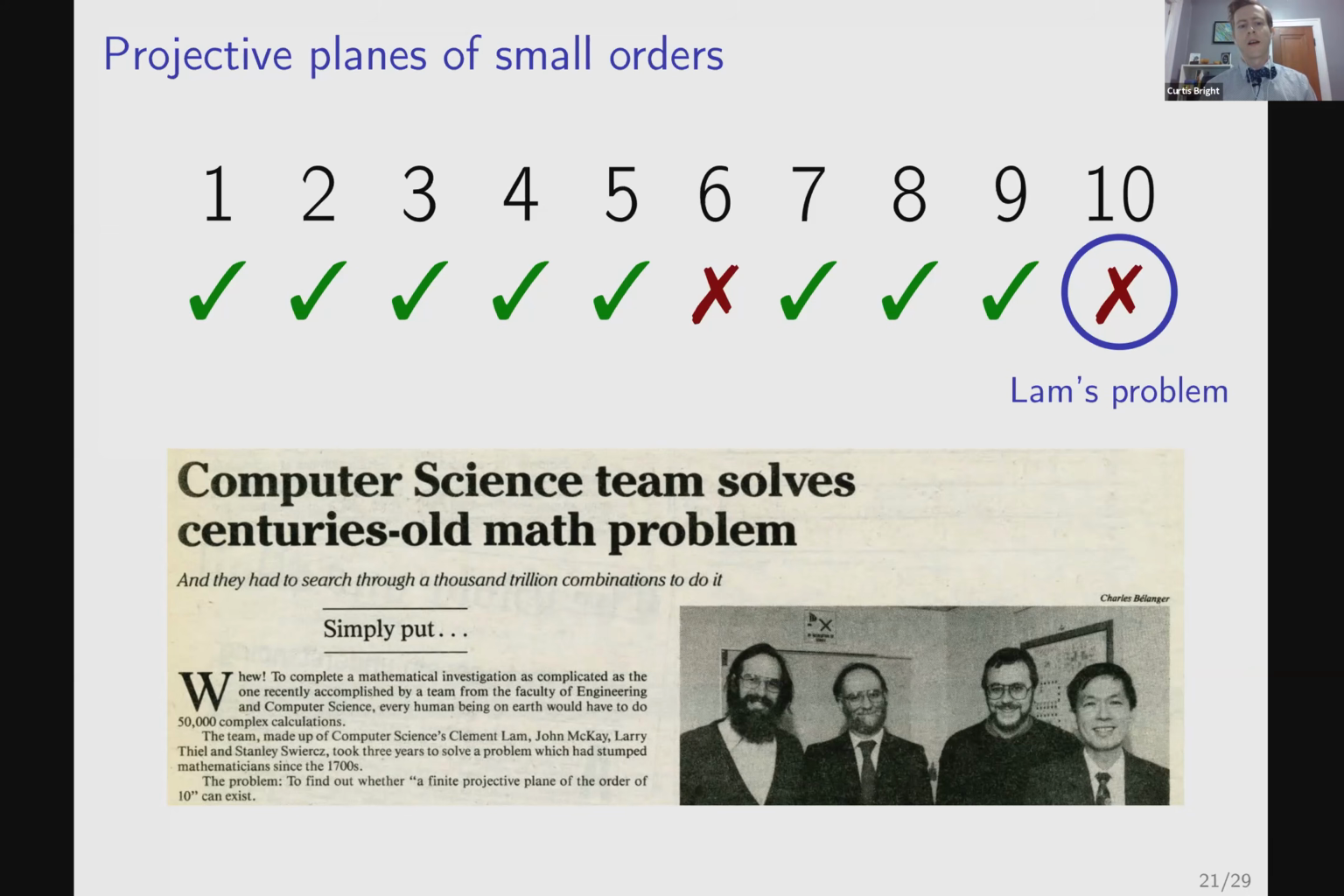For many, many years, 10 was unknown. And this became a notoriously difficult problem. It was very famous, and no one could find a projective plane of order 10. No one could prove one didn't exist. Eventually, it was resolved, but not by a mathematical theorem, but by a computer search. And it became known as Lam's problem after Clement Lam, who was a mathematician at Concordia University. And he put together a team of programmers who ran an exhaustive search using a supercomputer in the 1980s. It ran for months, and it came back. It didn't find one. Okay, so it doesn't exist.